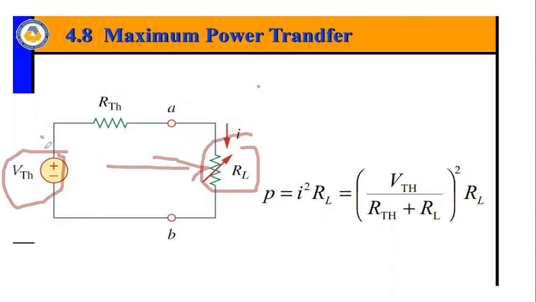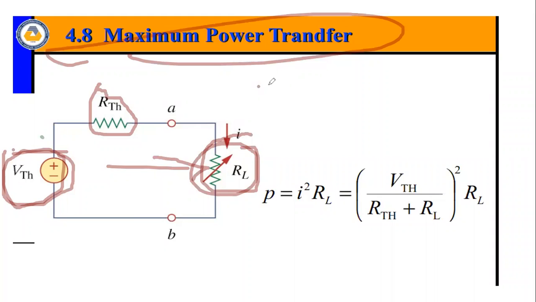VTH. So I want that the load resistance RL should be able to extract maximum power from the voltage source. For that, the internal resistance of the circuit, RTH, should be equal to the load resistance. If the internal resistance of the circuit is equal to the load resistance, then maximum power will be transferred. So that is the maximum power transfer theorem.